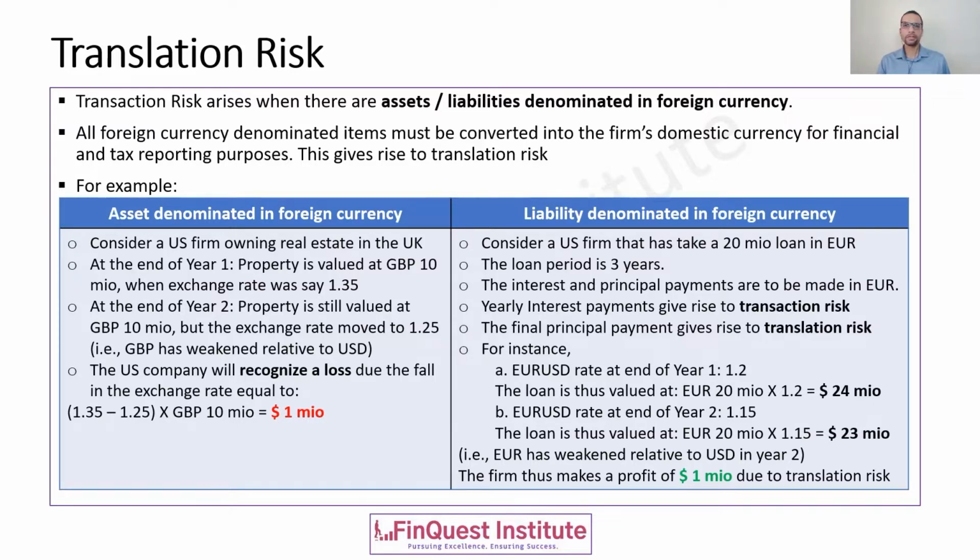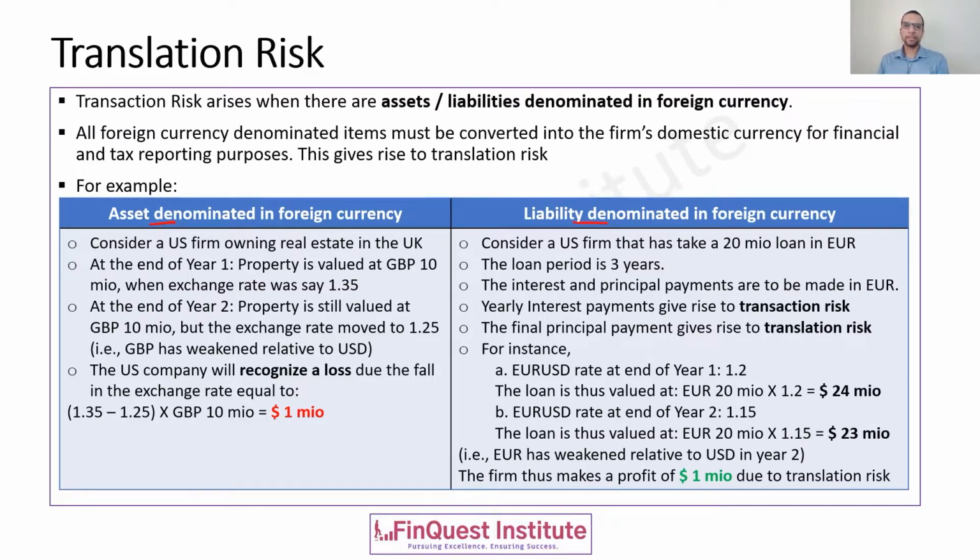Tata Motors was just one example. It could be any other company which is domiciled in any other country. A similar argument would be applicable there as well. Now, let's understand how exactly translation risk will impact a company from the point of view of certain asset which is denominated in foreign currency and a liability. So let's start with the asset denominated in a foreign currency.